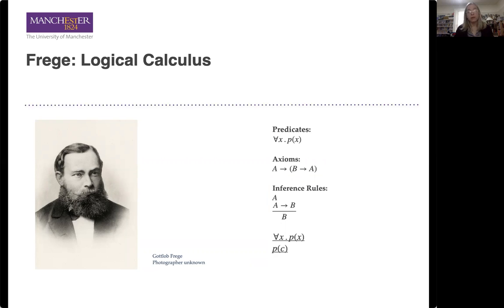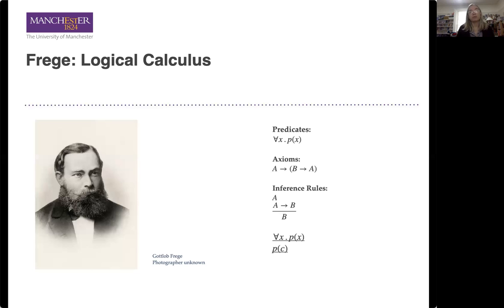So this is just a little bit of a primer in logic to remind you. If you've got a logical calculus, and Frege is one of the first to formalize this, then you have, for instance, some syntax. We have predicates, for all x, P of x, and we have some axioms. So these are things that are always true. So if A is true, then it's always the case that B implies A. So that's an axiom in the system.